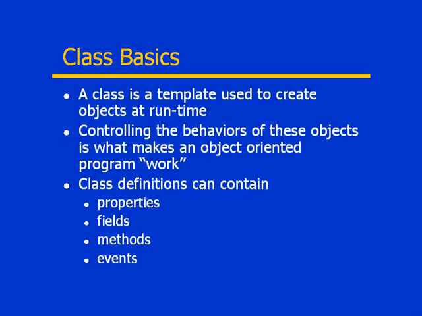Now, when you create class definitions, the members that those classes can contain basically fall into a couple of general categories. We have properties, which are attributes, fields, also known as data members; methods, which are the physical actions that the class can execute; and events. Those are notifications of things that the class can actually do.